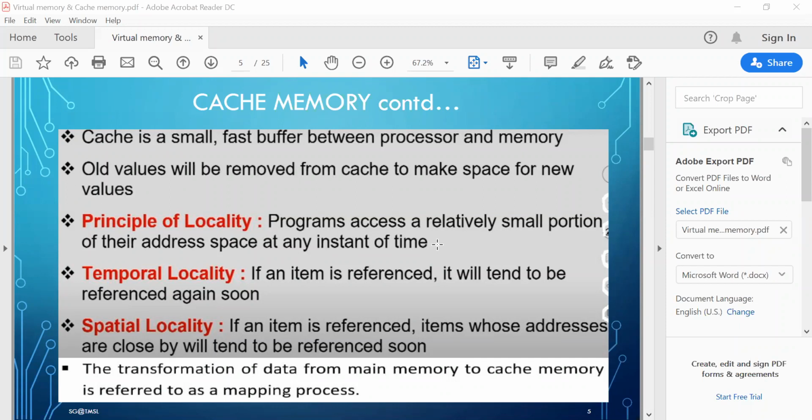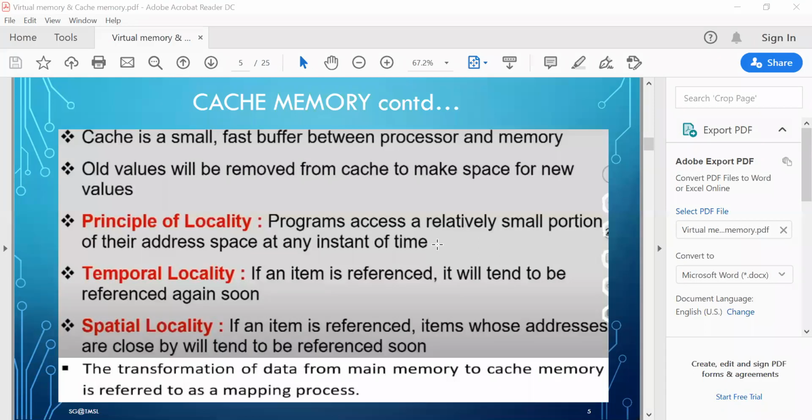This is often caused by special program constructs like iterative loops or subroutine calls. Once a loop is entered or a subroutine is called, a small code segment will be referenced repeatedly many times. So temporal locality tends to cluster the accesses in the recently used areas. The item, instruction or data which will be used frequently in the near future, that is called temporal locality.